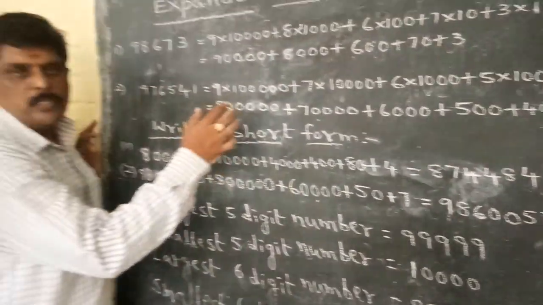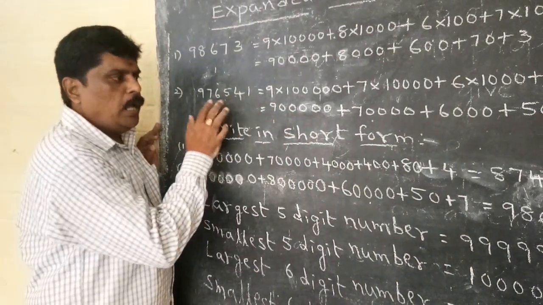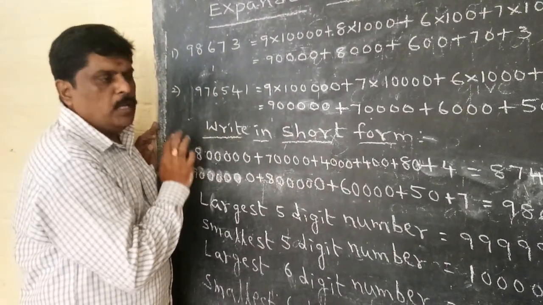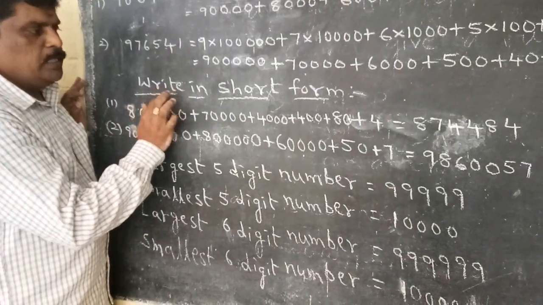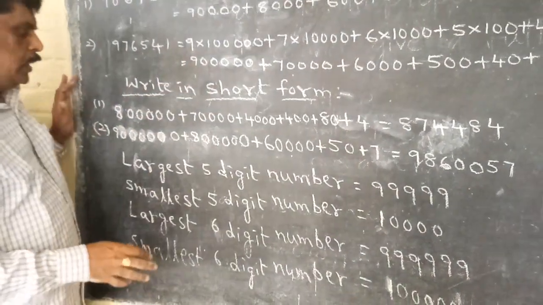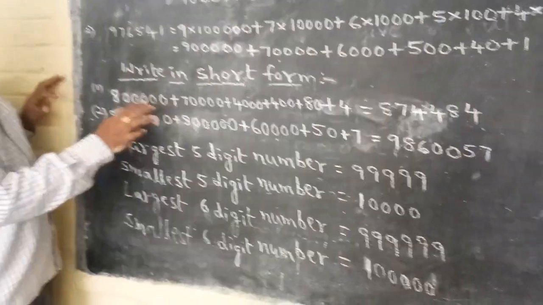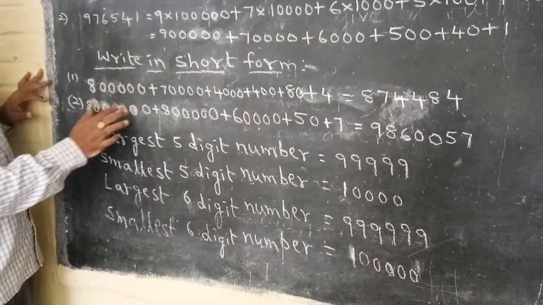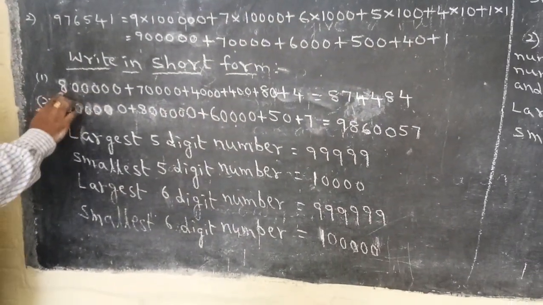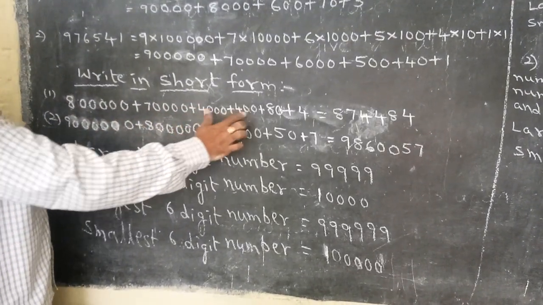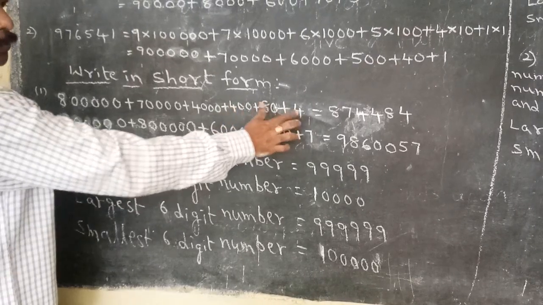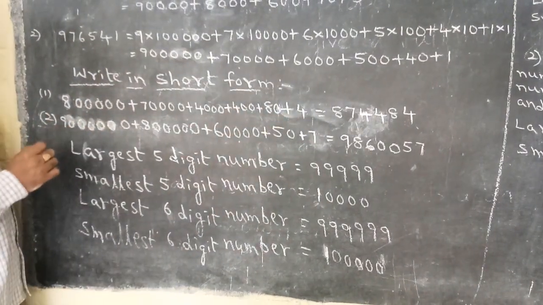Do you all understand or not? I will now explain another form, the short form. Here what I have given is 8 lakhs plus 70,000 plus 4,000 plus 400 plus 80 plus 4. So I have to write it in short form.